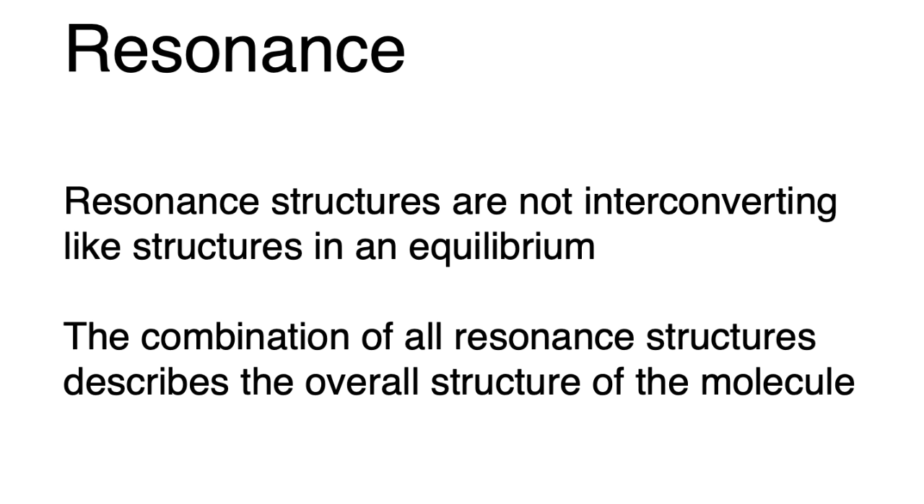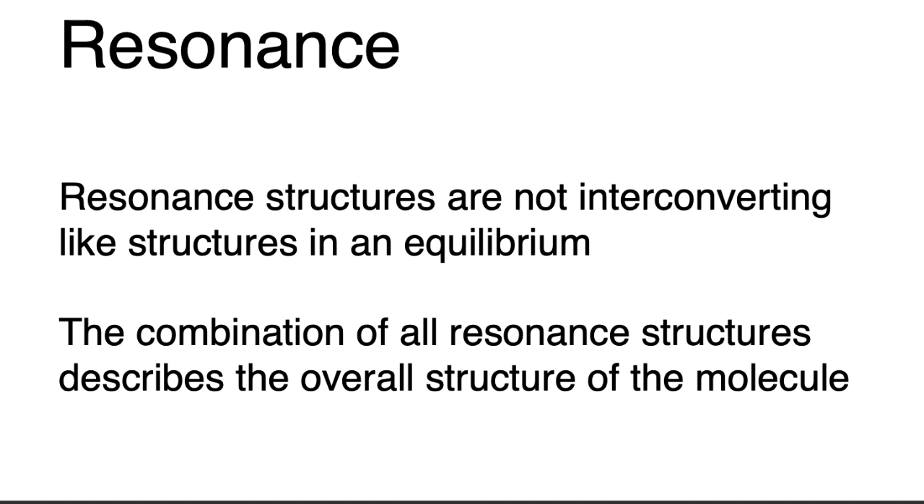It is critical to note that while a molecule that exhibits resonance will have two or more resonance forms, these forms are not interconverting between each other like structures in an equilibrium. Instead, the combination of all resonance forms describes the overall structure of the molecule. Examples will help make this clear. We will begin with charged molecules and then discuss neutral examples.